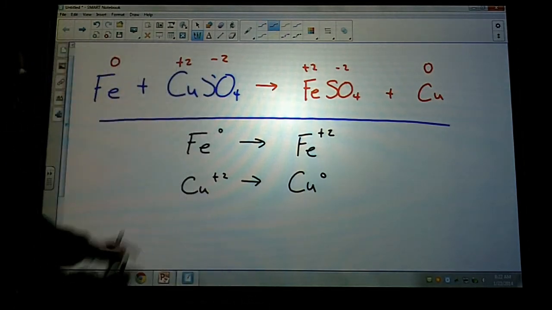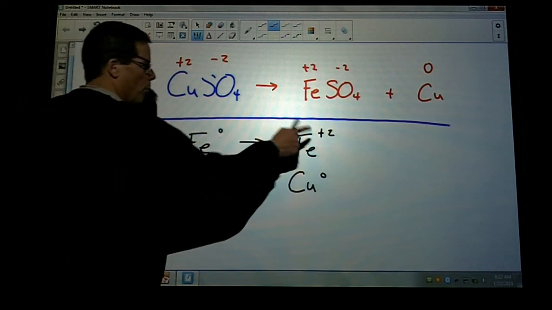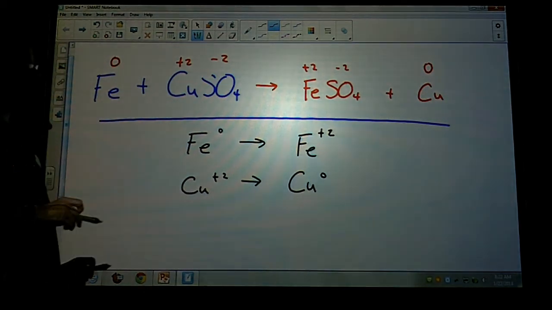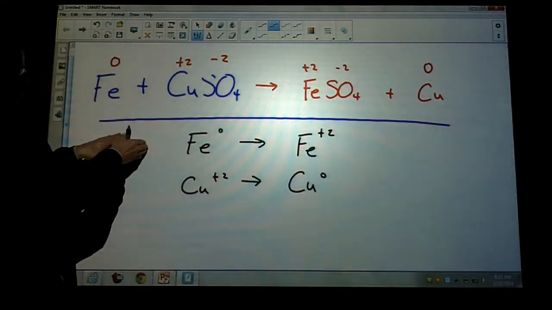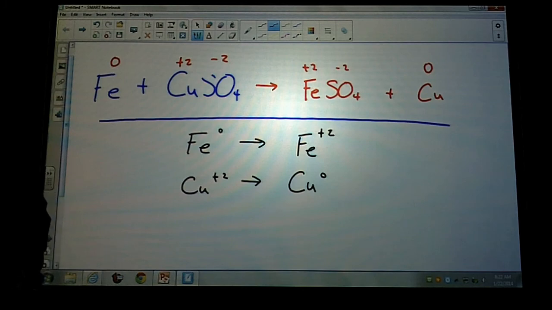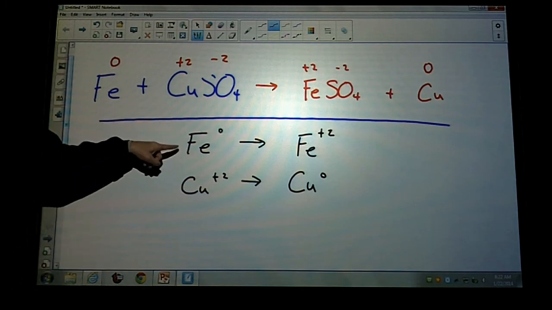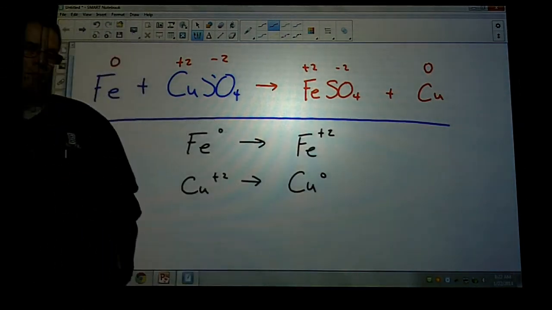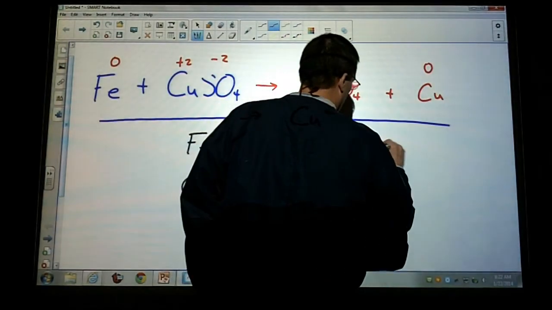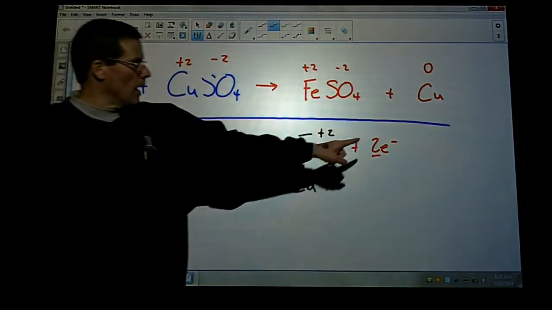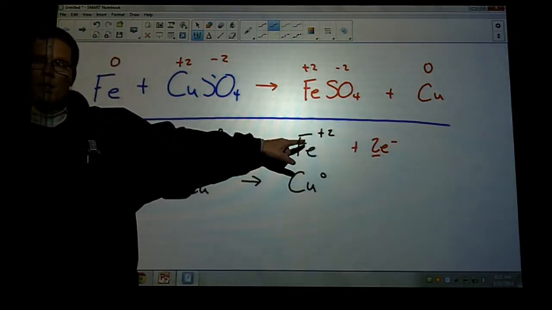So how did iron go from no charge to a +2 charge? Did it gain or lose those negatively charged electrons? Lost, very good. And so if I'm losing electrons, am I going to put it on this side, the left side, or the right side? If I'm going to write down where the electrons go for the iron, because it lost 2 electrons, do I put it on the left side or the right side? The right side. And here's something that's kind of easy to remember. Since the electrons have a negative charge, okay?